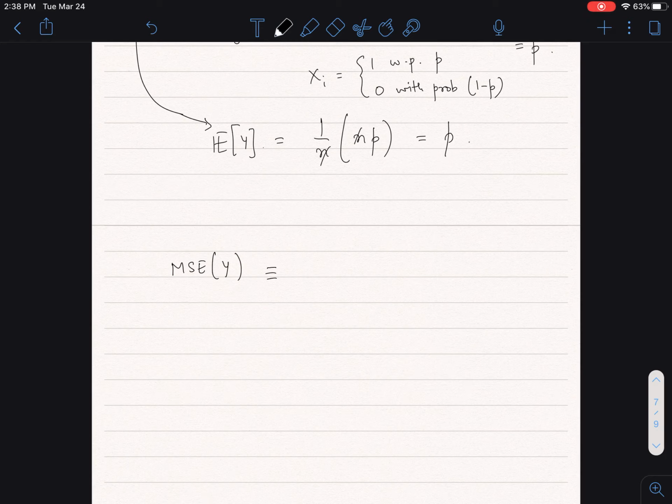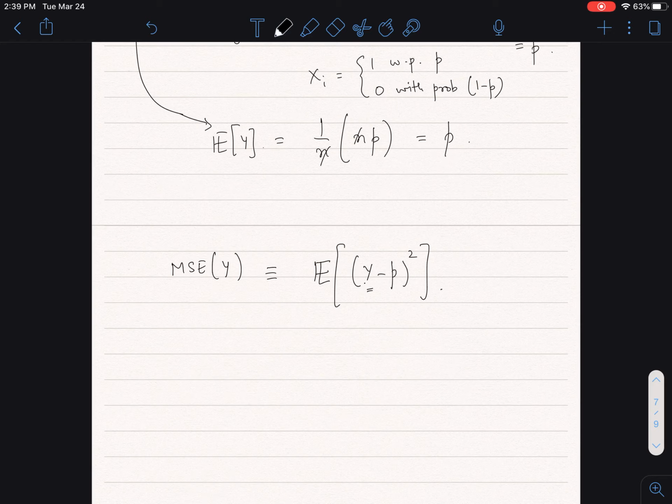So by definition, this is equal to the expected value of (y minus p) whole squared. What I'd like to point out is that all of these calculations simply use the definition of expectation, linearity of expectation, and the definition of y, and you expand it out. Okay, you just have to be brave and expand out all these terms. So that's what we're going to do.